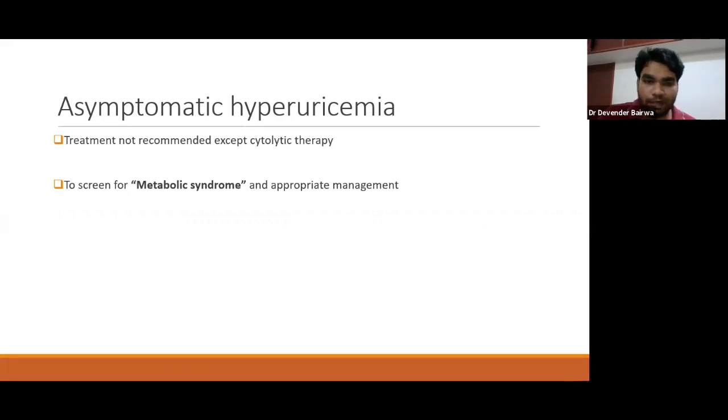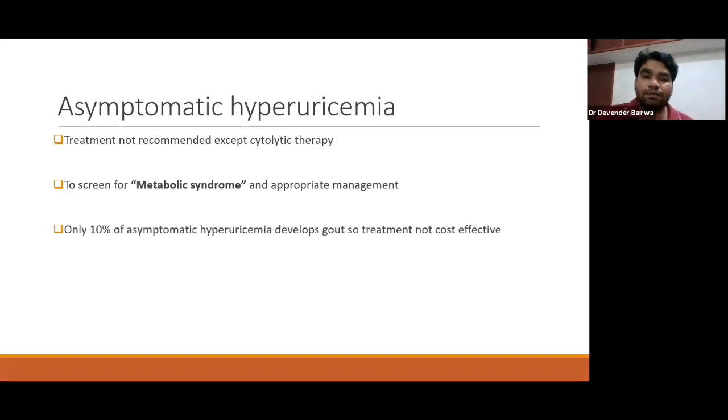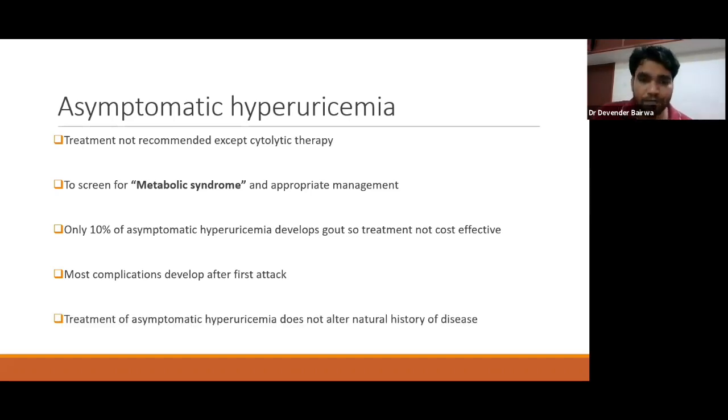But you can screen for metabolic syndrome, as we discussed, and go for appropriate management of these conditions. Because only 10% of asymptomatic hyperuricemia will develop gout, treating all patients is not cost effective. Generally, complications develop mostly after the first attack of gout. So when the first attack of gout occurs, after that you can think about starting treatment.